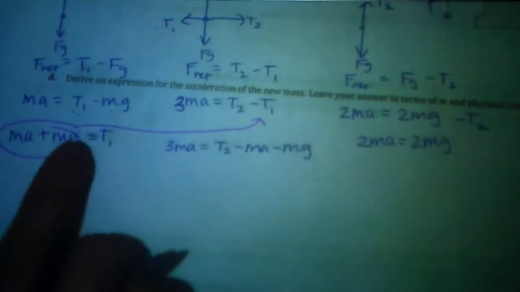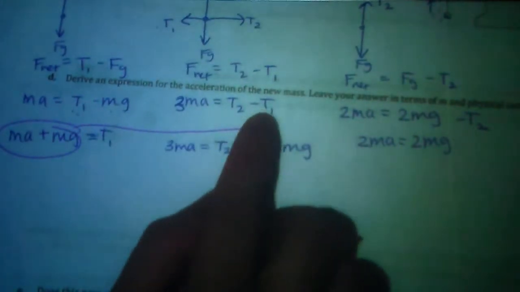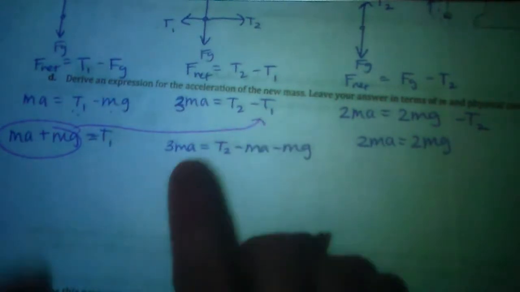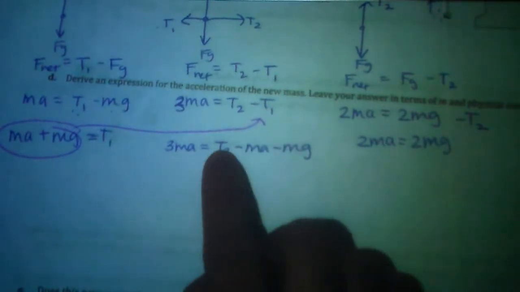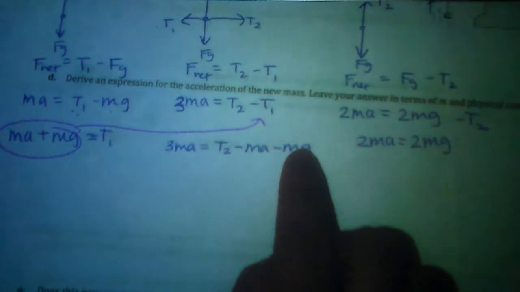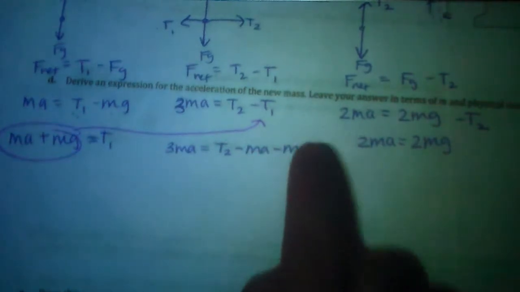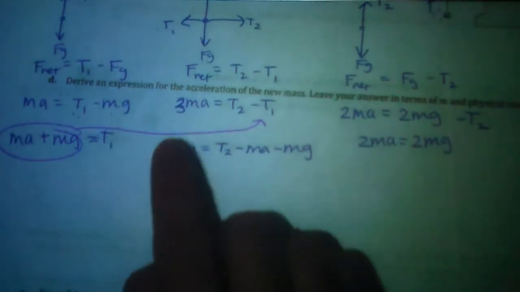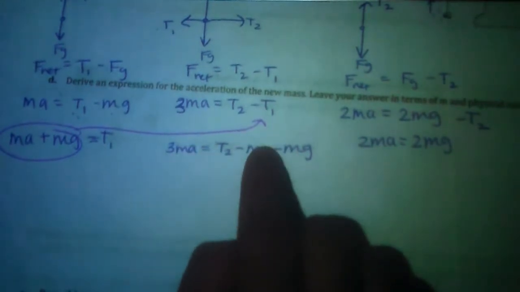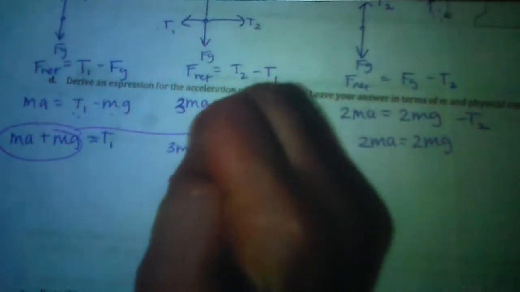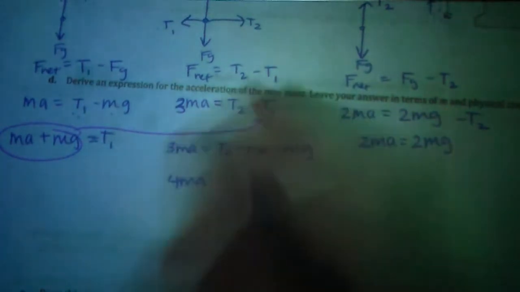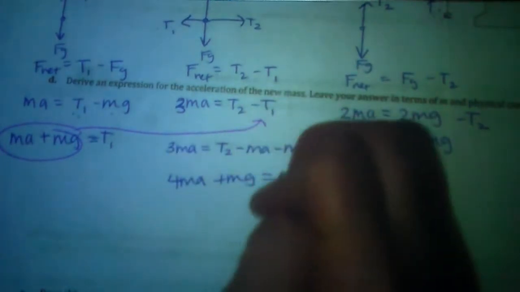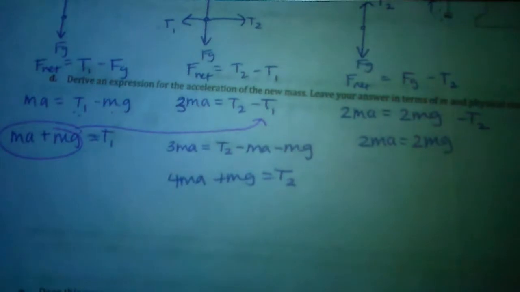Alright, so we have substituted in for T1 into this second equation. Now it's 3MA equals T2 minus MG minus MA minus MG. I want to clean this up a little bit, so I can add this MA over. 3MA plus MA just becomes 4MA. And then I'm going to add the MG over as well, so now I have T2 solved for.